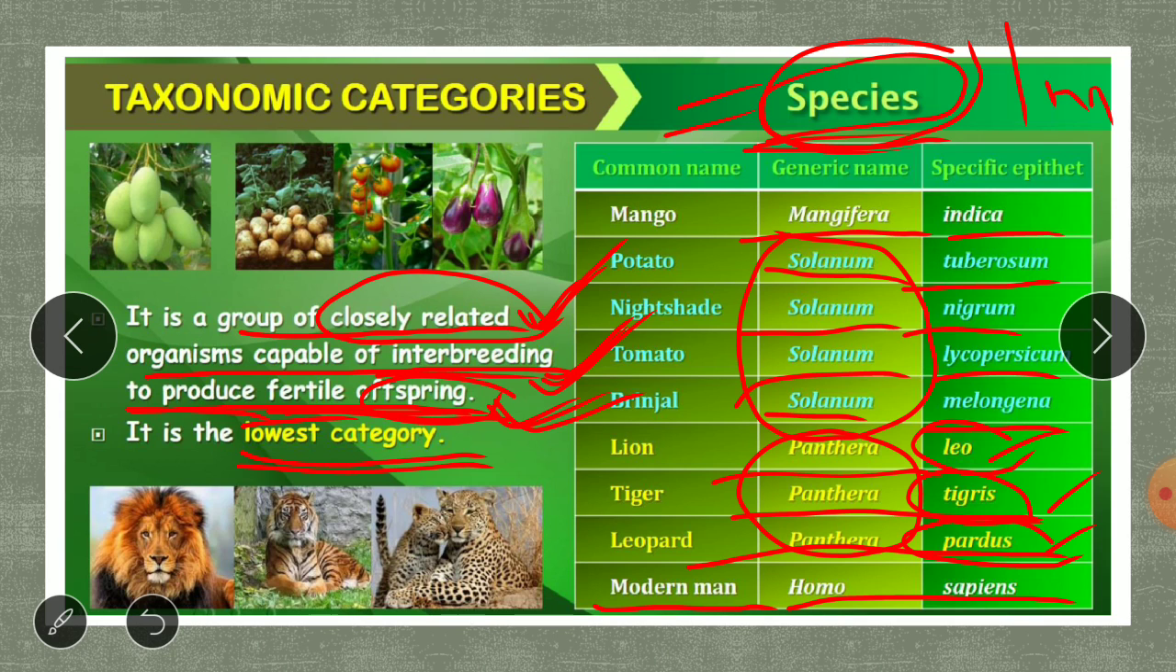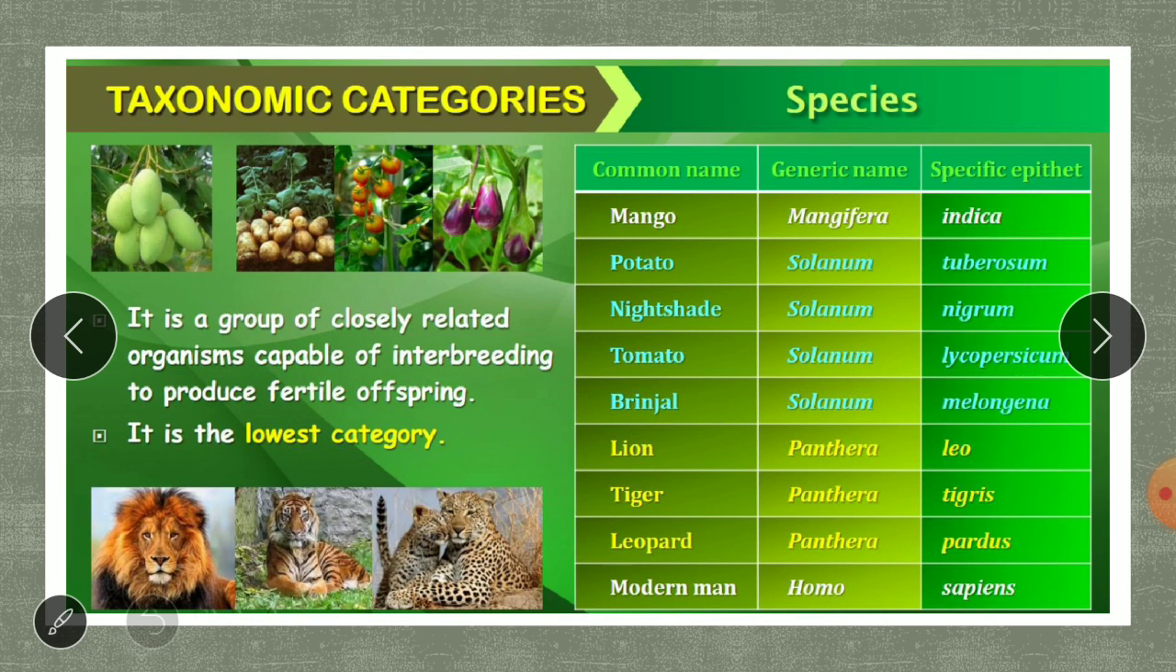Only human beings are called Homo sapiens. Only tigers are called Panthera tigris. The name tigris is given only to the tiger. So species is going to be the lowest category in the taxonomic hierarchy.